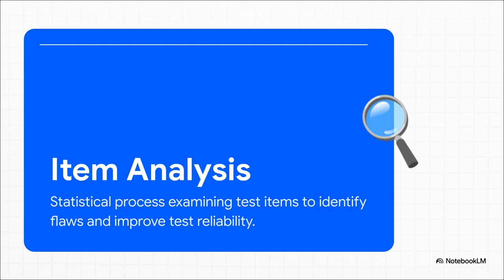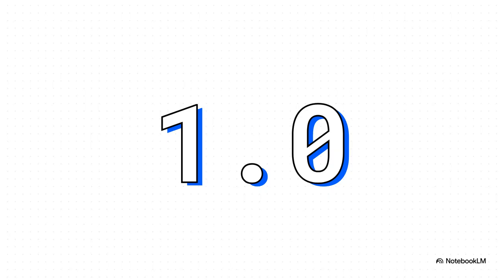The very first metric we look at is the difficulty index, which measures how many students got an item right. Now, if that metric hits a 1.0, that means every single student chose the correct answer. While that might feel like a massive teaching victory, it actually indicates the question might be way too easy to distinguish true mastery from just basic surface-level competence.